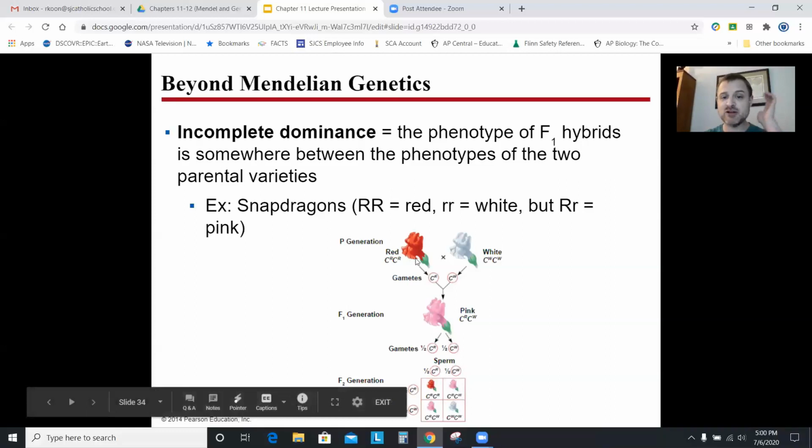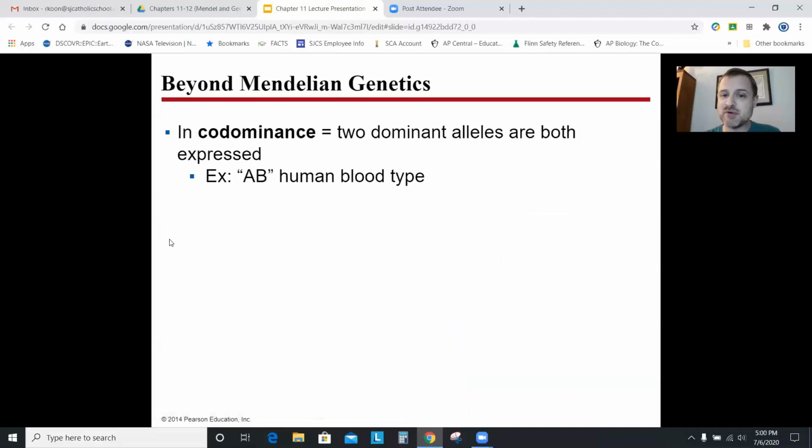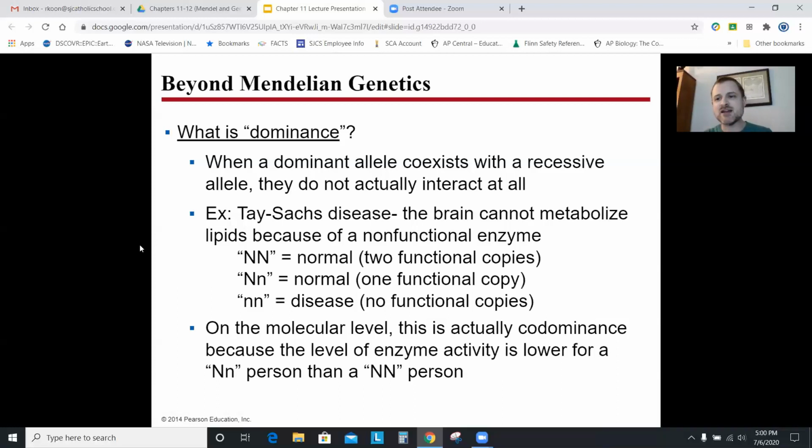Codominance is when both alleles are dominant. So with human blood types, you can be type A, you can be type B, or you can be type AB. They're actually both dominant. This leads to a good question, and this slide is super important. Don't go through this too fast. Think about this. What exactly, therefore, is dominance? Is it really that one trait masks another trait? The answer really oftentimes is that it's not. And I want to give you an example.